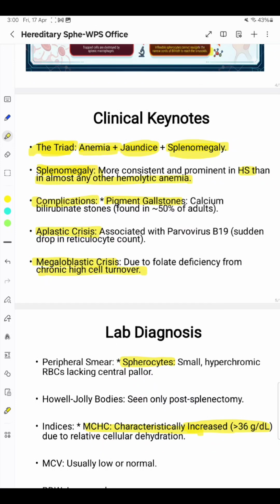As we have discussed, this is a case of hemolytic anemia. Due to hemolysis there is an increase in bilirubin, and ultimately this will form gallstones, pigment gallstones, calcium bilirubinate stones, in around 50% of the patients.